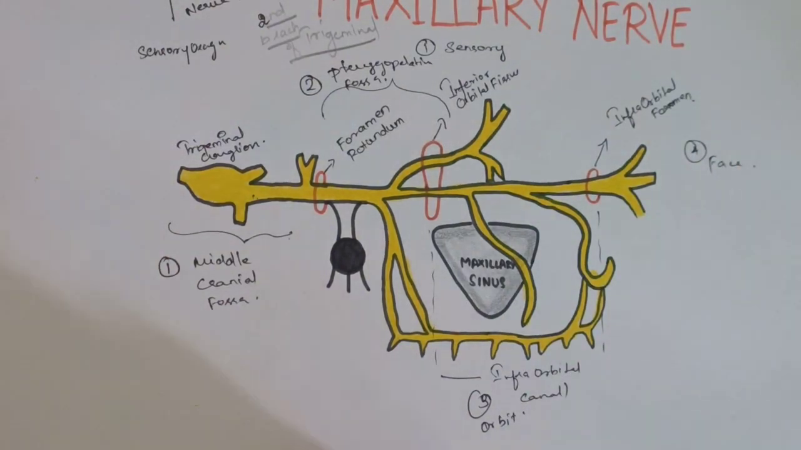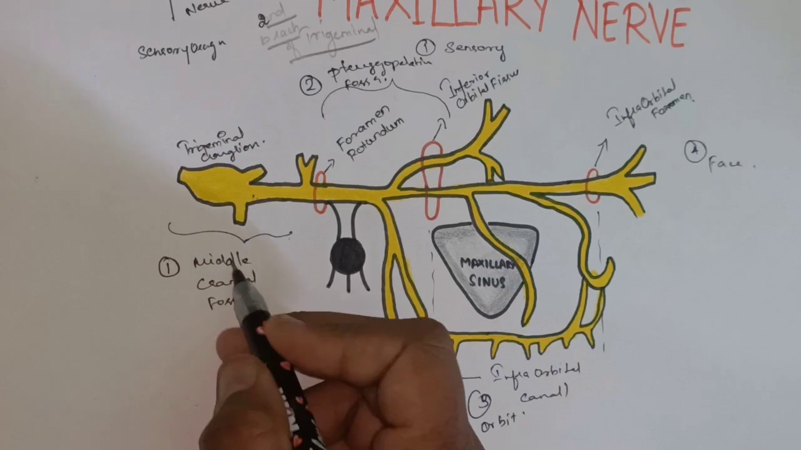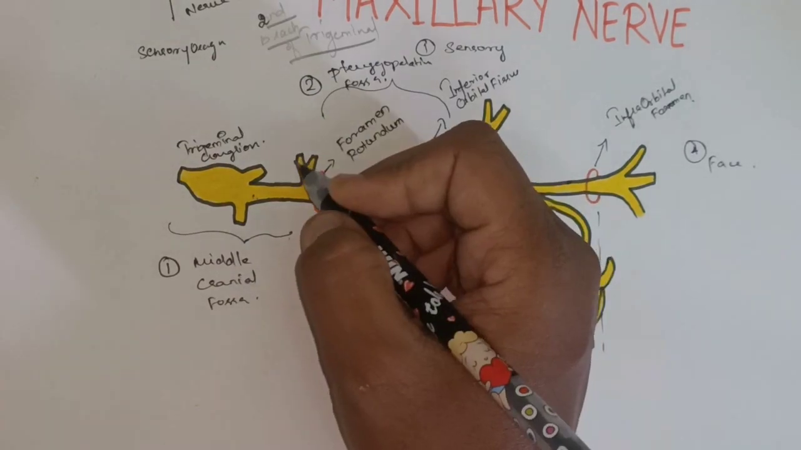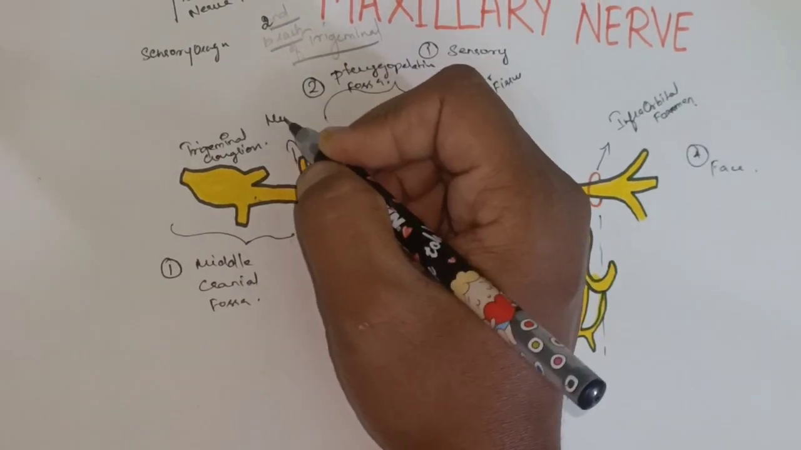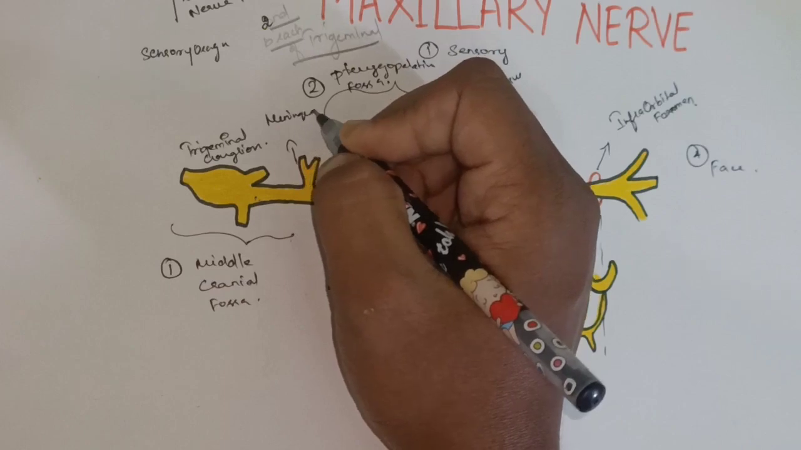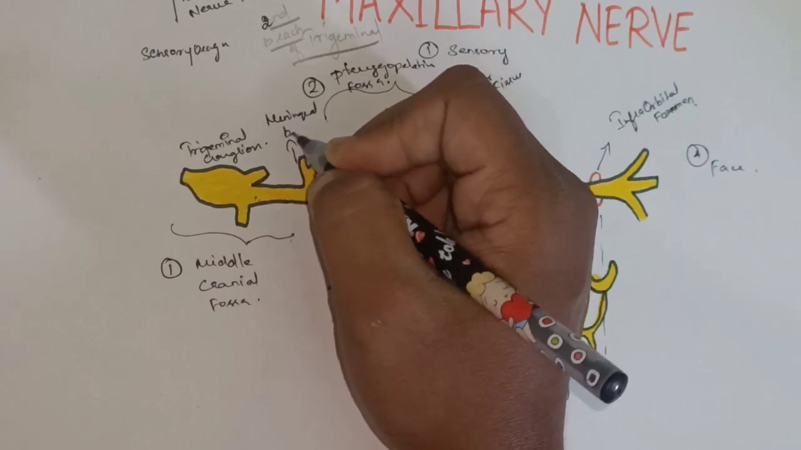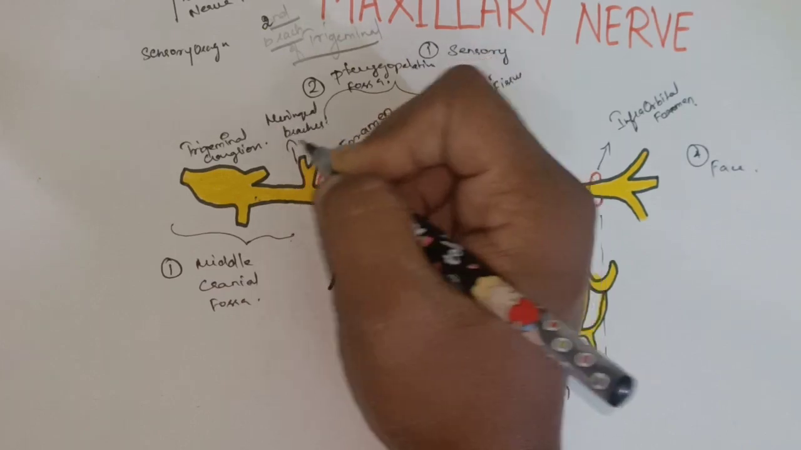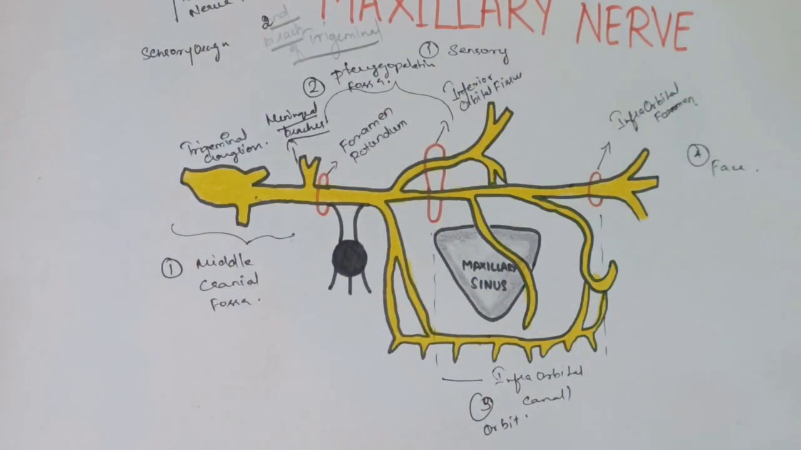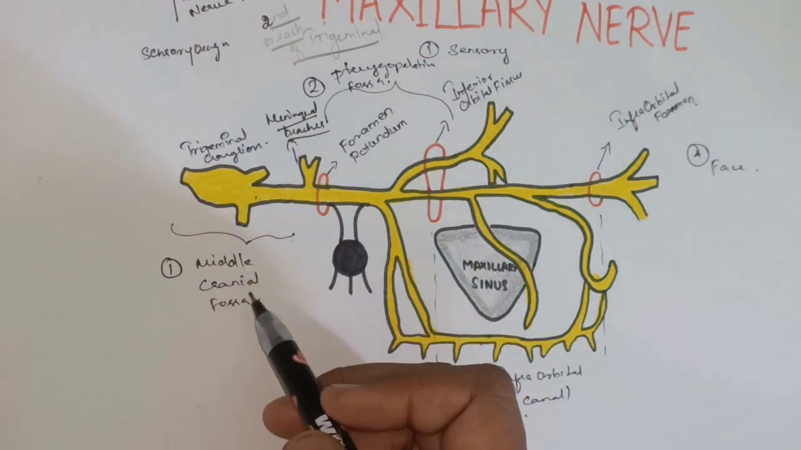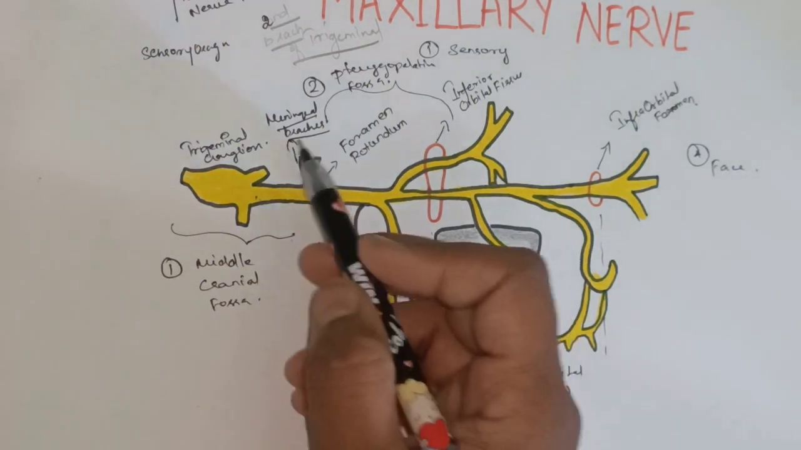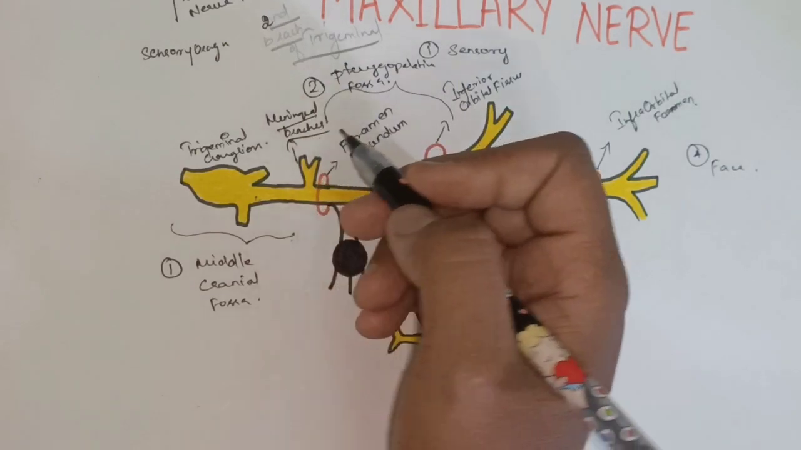Okay, in the first, the middle cranial fossa, you have only one branch, that is your meningeal branch. The meningeal branch supplies the dura mater of the middle cranial fossa. So it runs upwards and supplies the dura mater of the middle cranial fossa. So here is your meningeal branch.